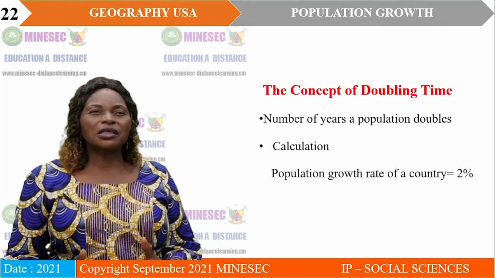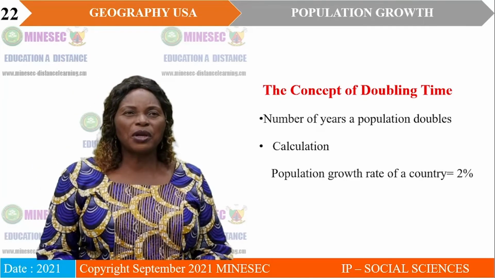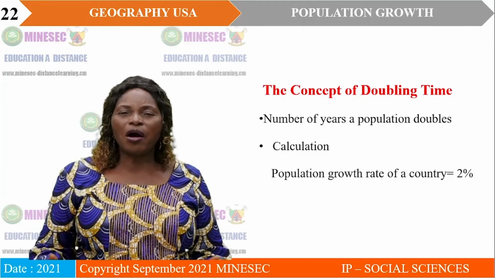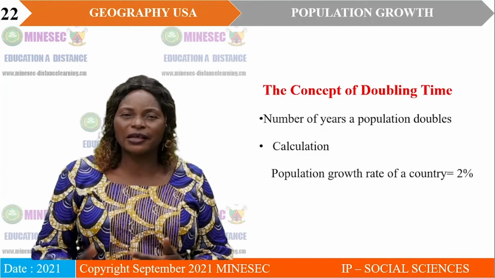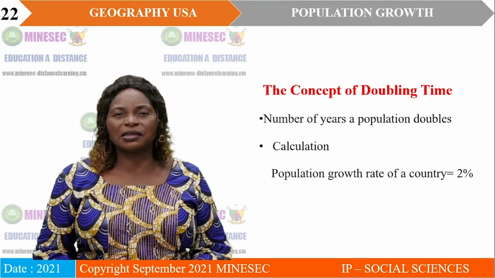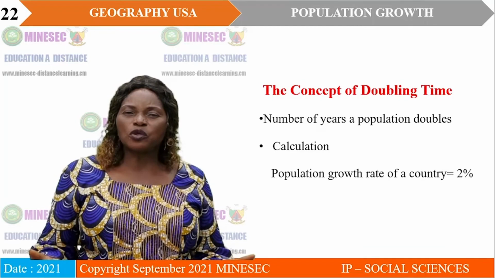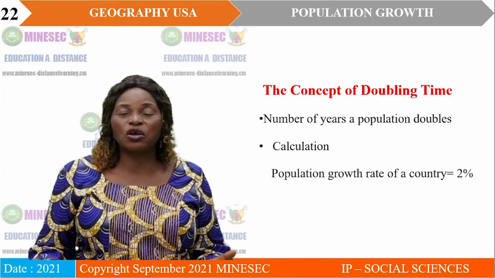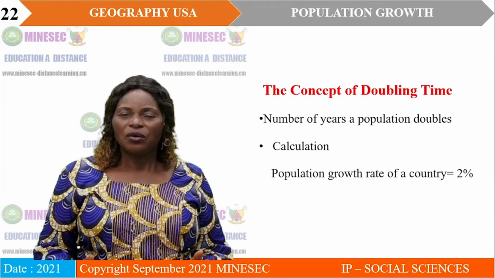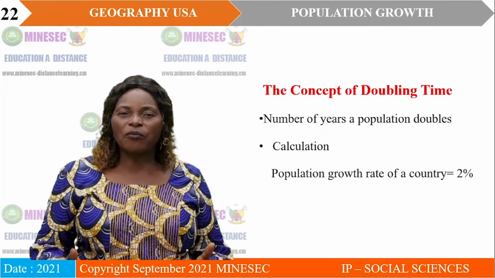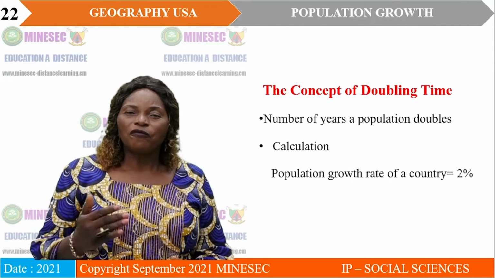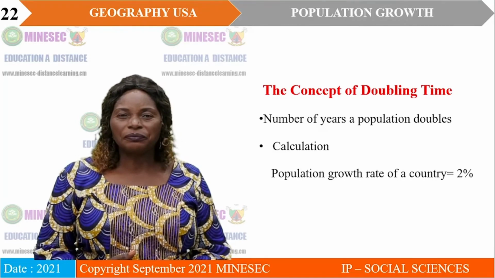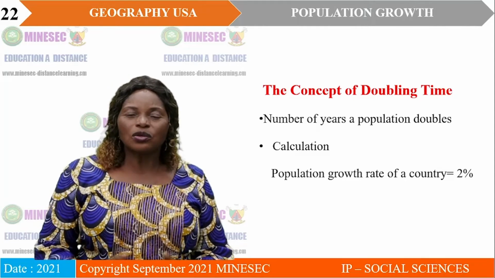Now, there is something that is known as doubling time in population growth. What is doubling time? Doubling time is the number of years a country's population takes to double in size. If Cameroon's population, for instance, is at 20 million today, how many years will the population of Cameroon take to become 40 million? So that is doubling time.